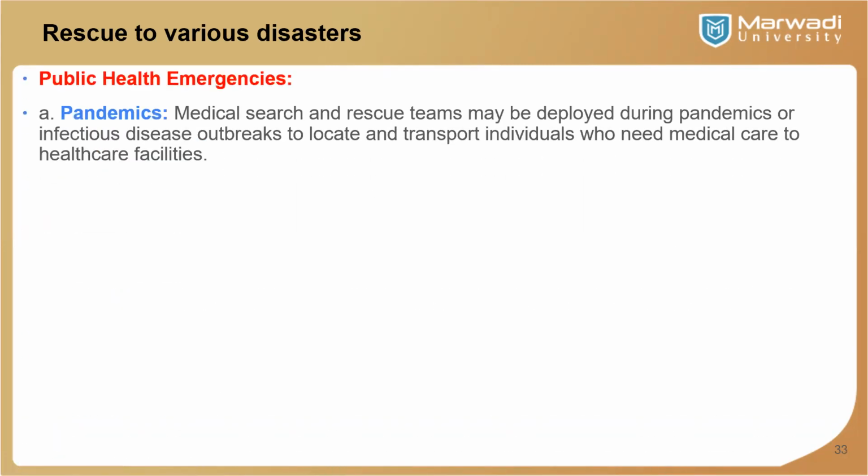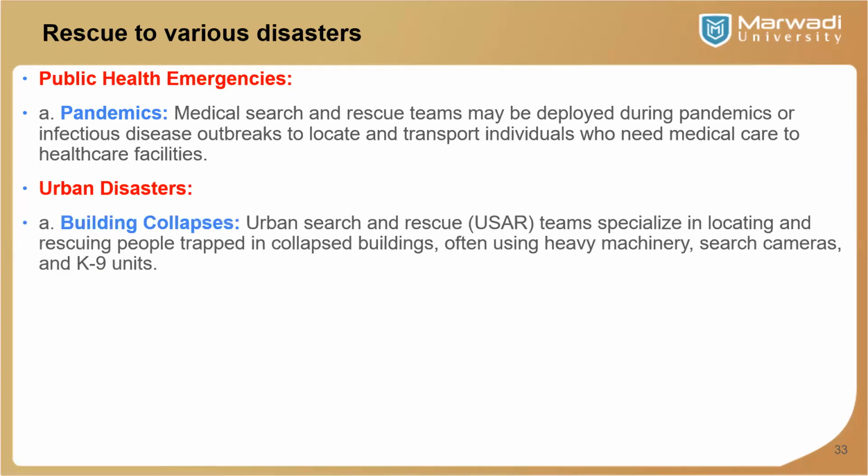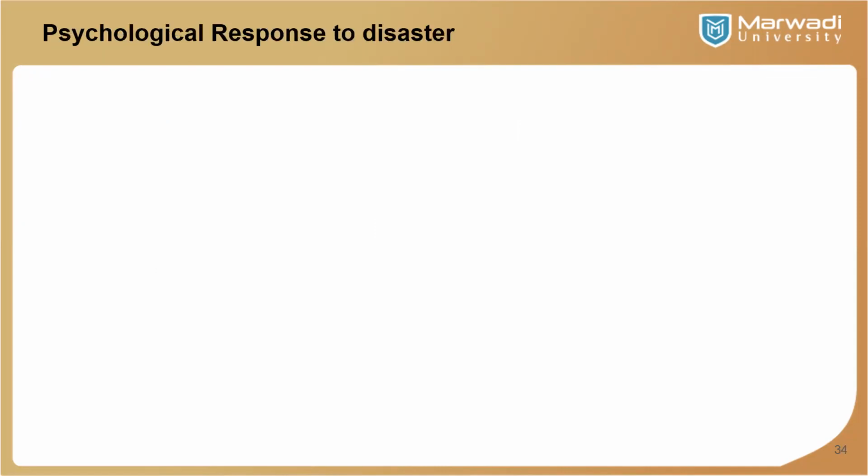Public health emergencies. In pandemics, medical search and rescue teams may be deployed during infectious disease outbreaks to locate and transport individuals who need medical care to the healthcare system. Urban disasters, generally earthquakes, when buildings collapse, or without an earthquake due to any kind of structural failure. Teams are specialized in locating and rescuing people trapped in collapsed buildings, often using heavy machinery and search cameras.